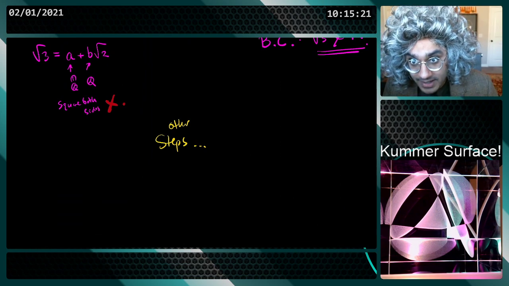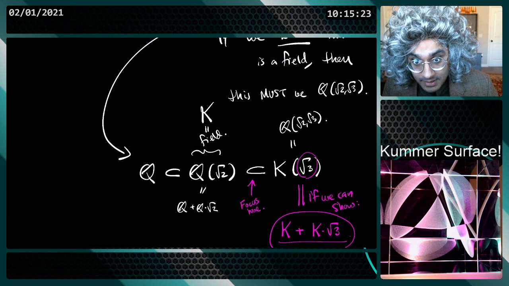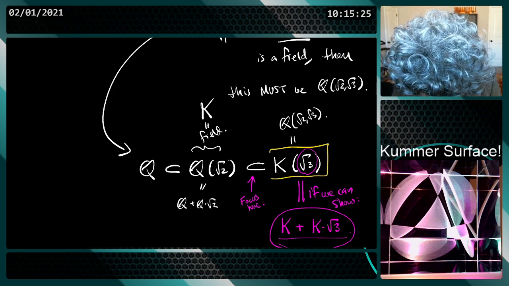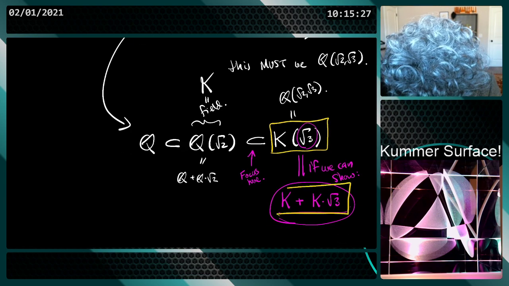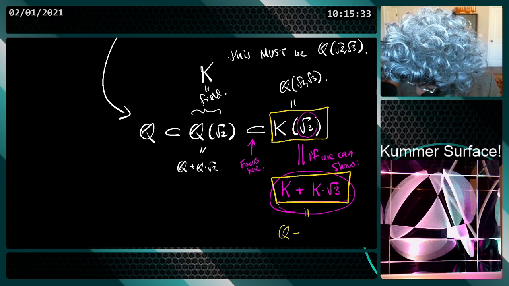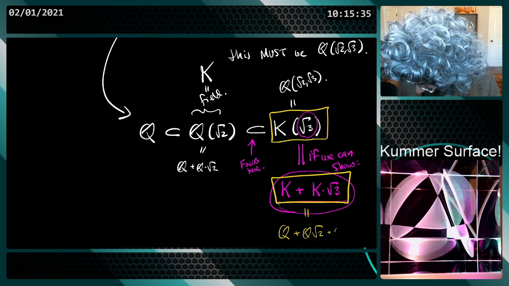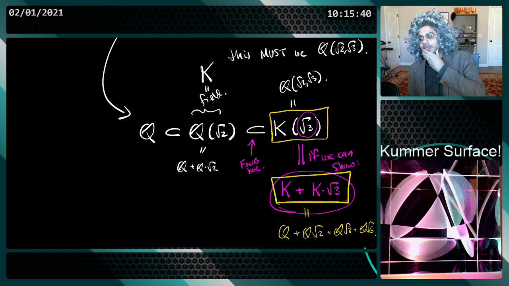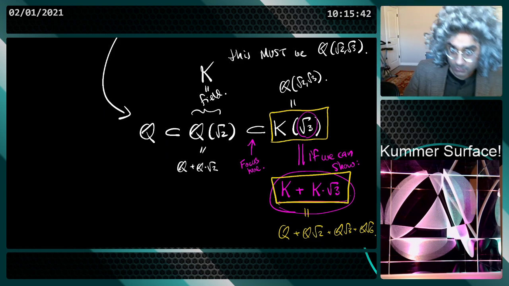So that's why this set is a field again. This set is a field again, but this set is equal to this set. All right? Okay?